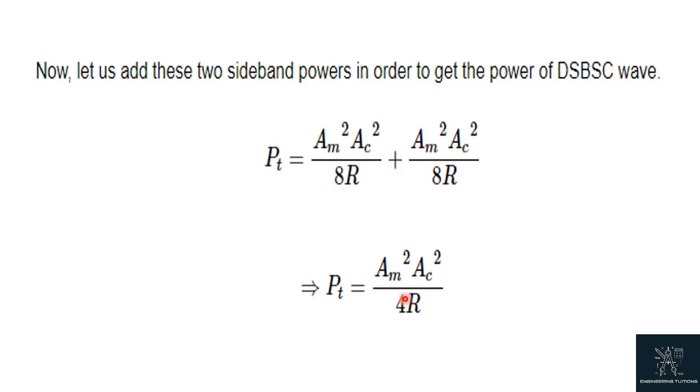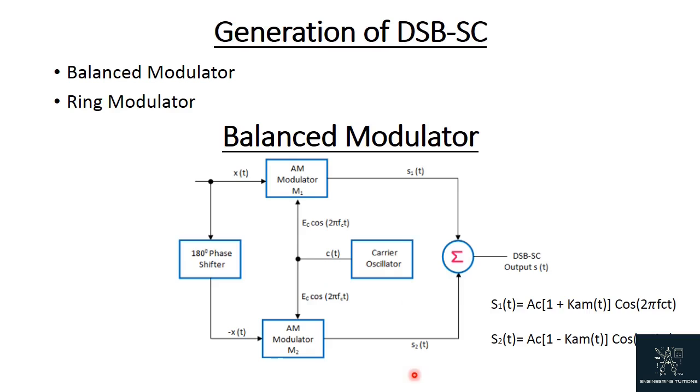Therefore, the power required for transmitting the DSB-SC wave is equal to the power of both the sidebands. Now, generation of DSB-SC. Let us discuss the modulators which generate the DSB-SC wave. The following two modulators generate the DSB-SC wave: the balanced modulator and the ring modulator. Balanced modulator. Following is the block diagram of the balanced modulator.